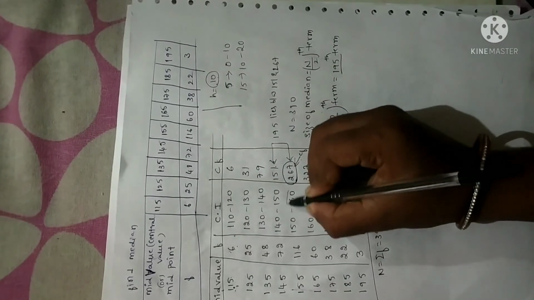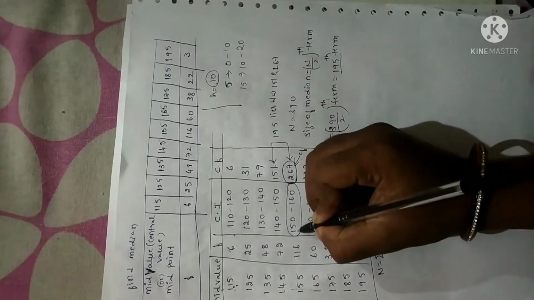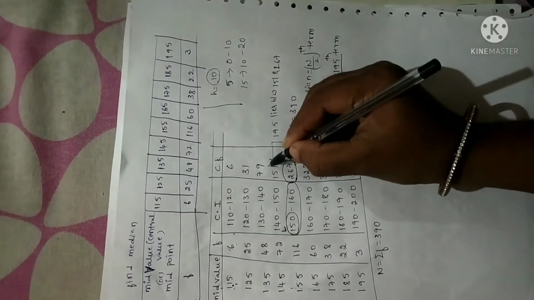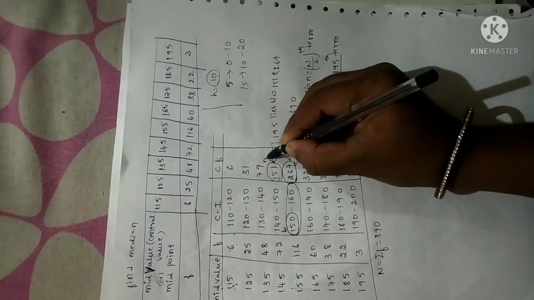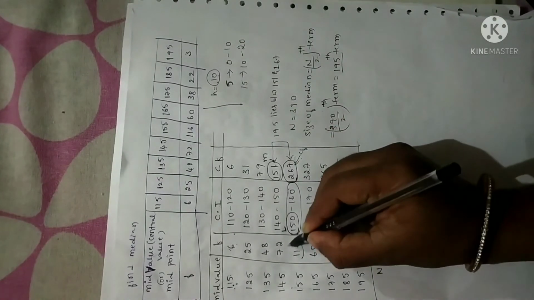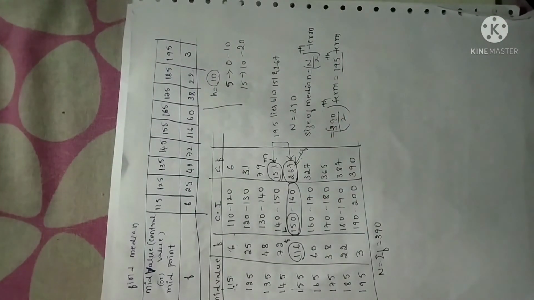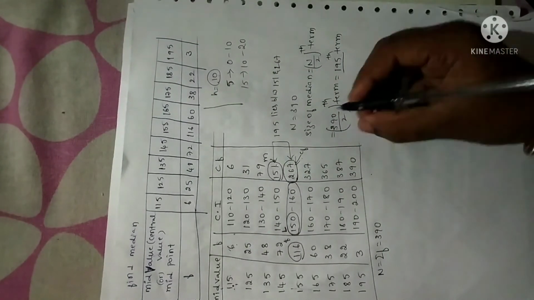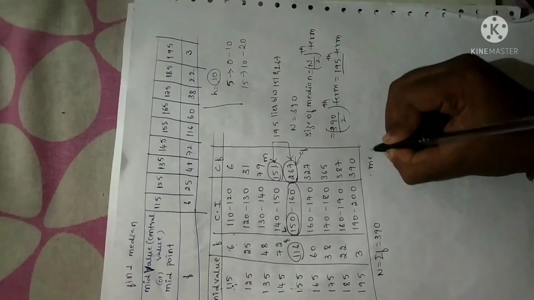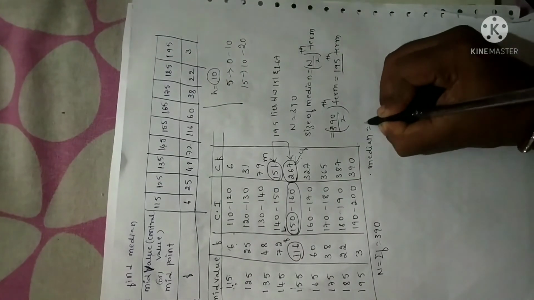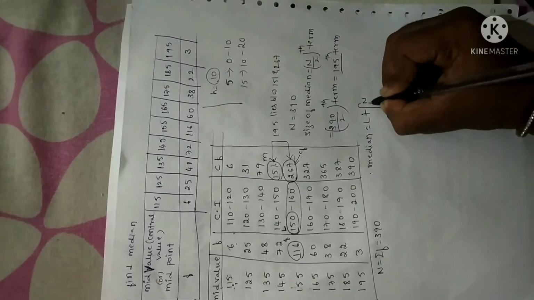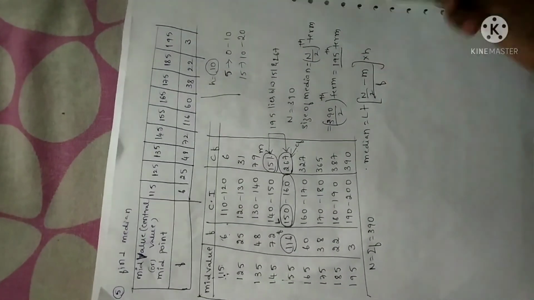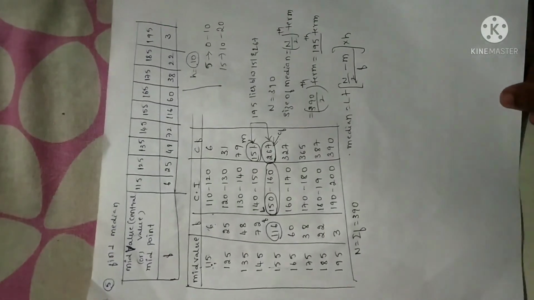Now the corresponding class interval is the median class, in which the lower value is 150. So this will be the small l value. The cumulative frequency above this is the m value, and the corresponding f value is 116. The difference is 10, so the h value is 10. I'll list all these values here. Before that, let me write the formula. Median is equal to L plus N by 2 minus M divided by F into H.